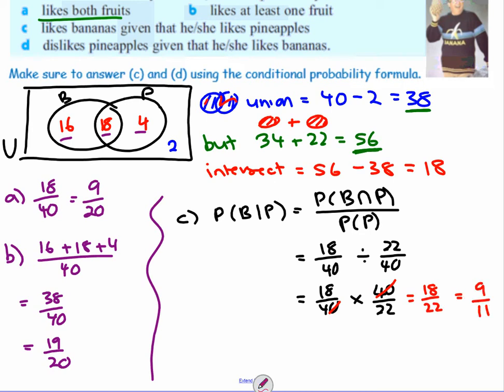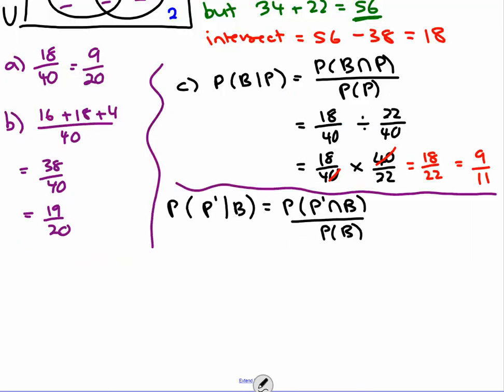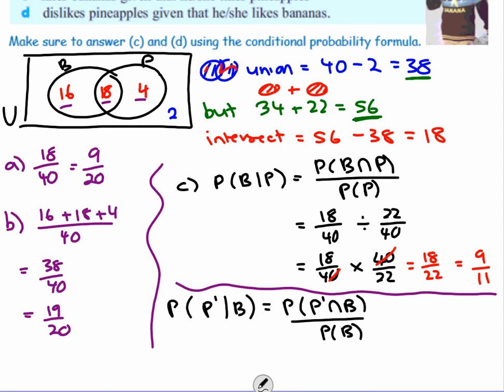So we're almost there. We've just got to do D in the same way. Dislikes pineapples, so P dash, given that they like bananas. Again, that's going to be the intersect of P dash, so P dash intersect B, over the probability of the given situation, over probability of B. Looking at your Venn diagram, let's see how many are in the intersect of not pineapple and banana. Not pineapple means everything outside of the pineapple circle that intersects with bananas. As you can see, there's only 16. So that's 16 out of 40.